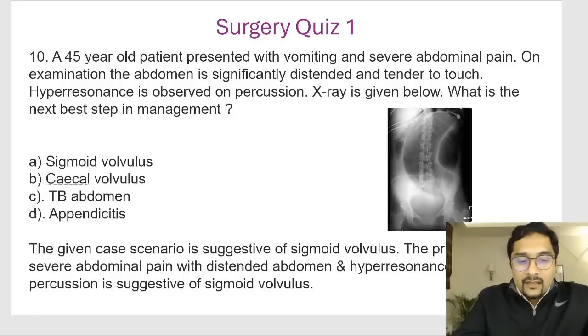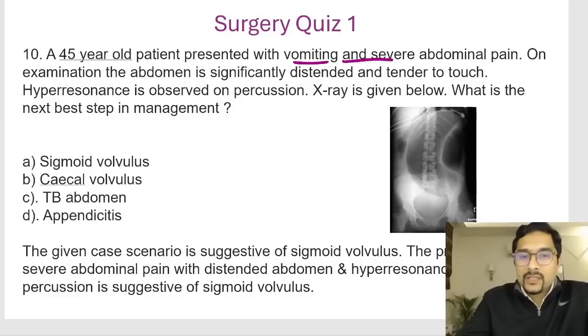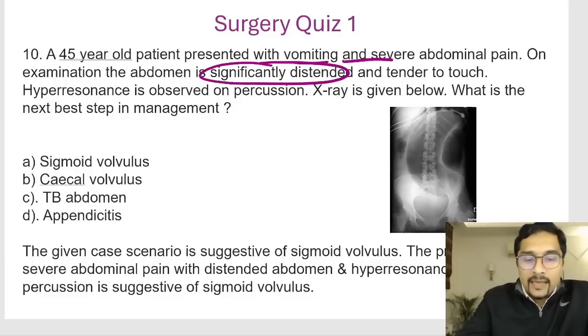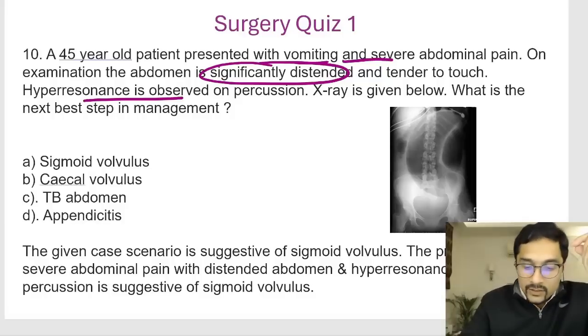A 45-year-old patient comes with vomiting and severe abdominal pain. On examination, the abdomen is significantly distended and tender to touch. Hyperresonance is observed on percussion. X-ray is shown below. What is the next step in the management?